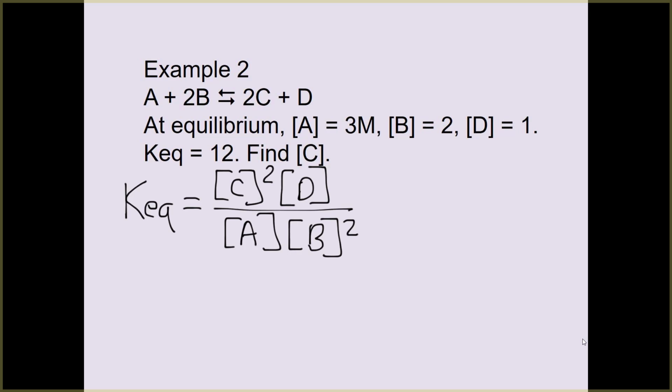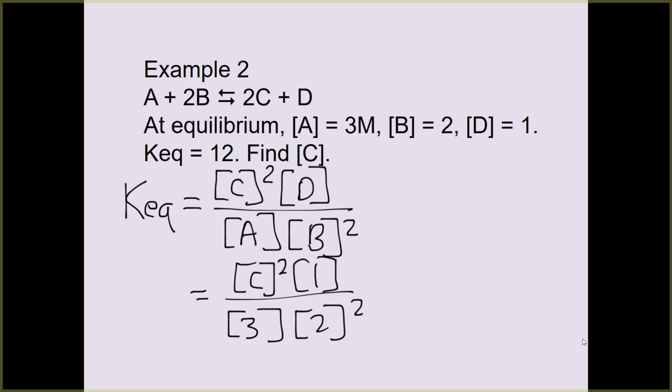And let's go ahead and plug in what we know. So at equilibrium, it says that A is 3, B is 2, and D is 1. So I'm just plugging these in where they go in the formula. And it doesn't say what C is, so I'm just going to keep it as a C. But it does tell us what our equilibrium constant is. It's a 12. So let's work the math out.